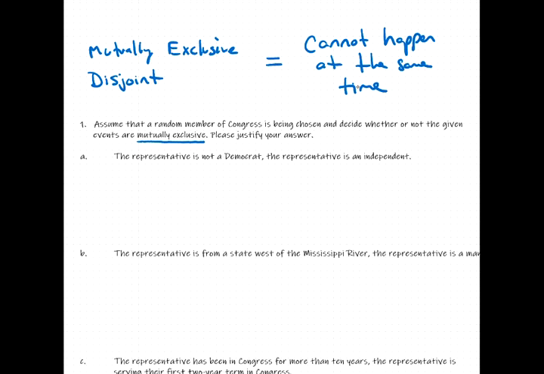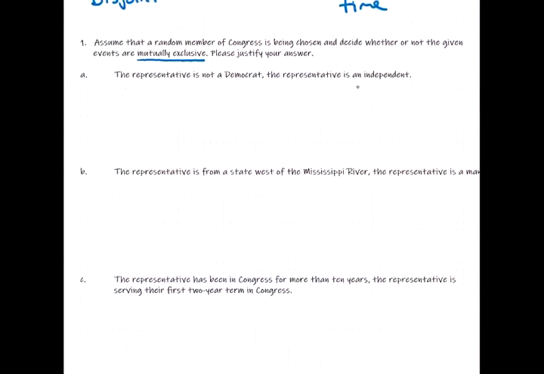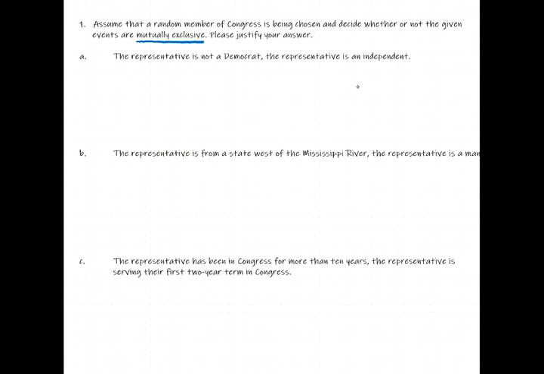All right, so let's look at part A. The representative is not a Democrat, and the representative is an independent. Okay, so the representative is not a Democrat. So let's say that's event A. And the representative is an independent. Let's say that's event B. So are events A and B mutually exclusive?